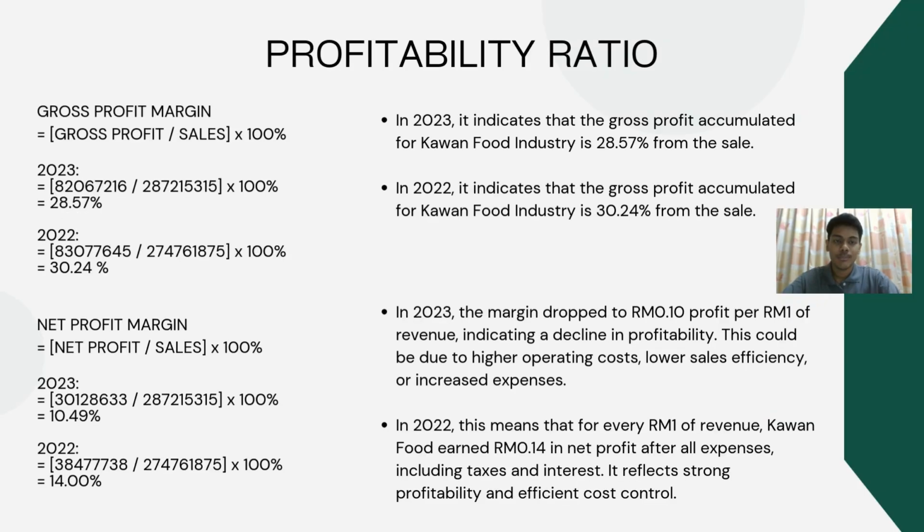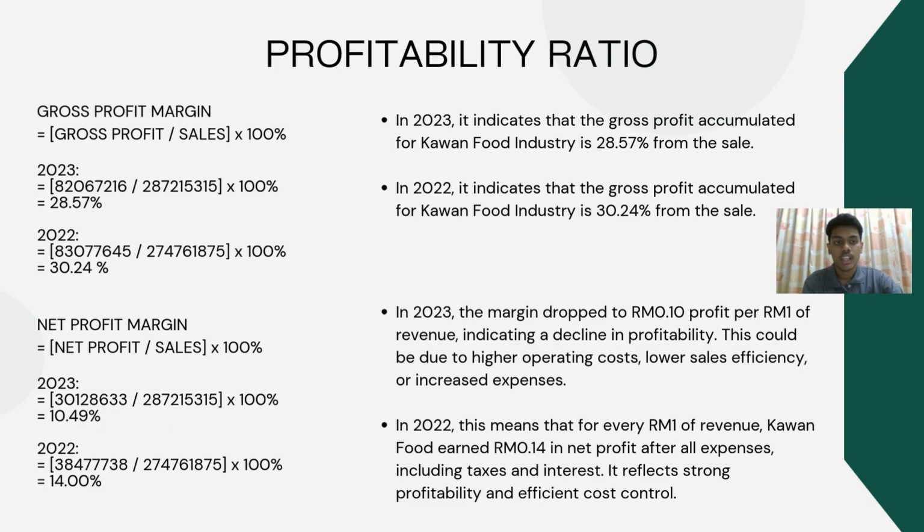Next one is profitability ratio. The first one is gross profit margin, where in 2023 it indicates that the gross profit accumulated for Kawan food industry is 28.57% from the sale. And then in 2022, it indicates that the gross profit accumulated for the Kawan food industry is 30.24% from the sale.